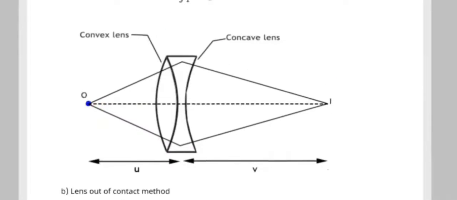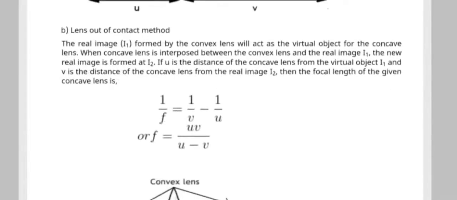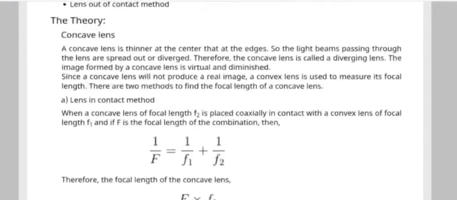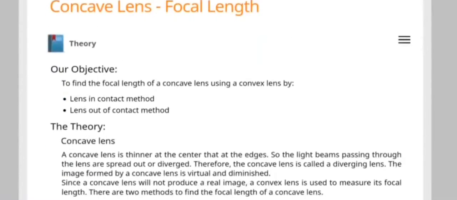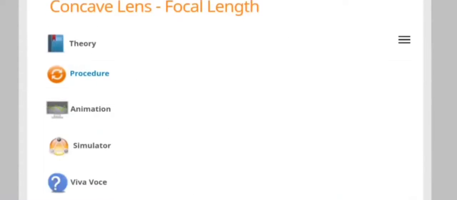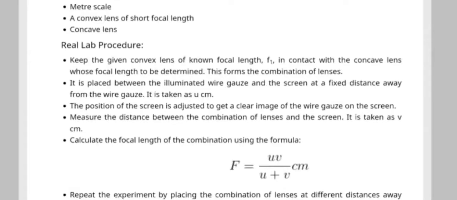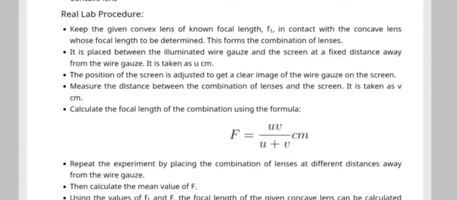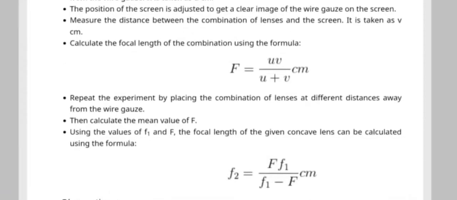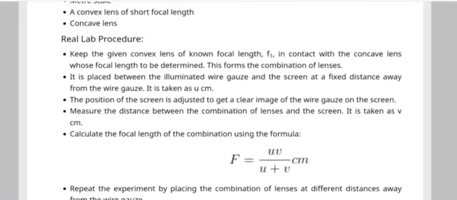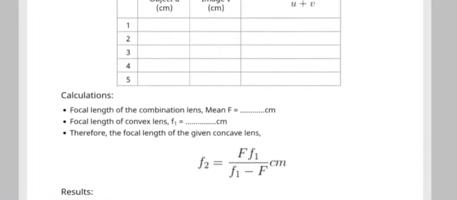So after this, let's go for the lens out of contact, as we are not going to use this one. Let's go to our next section, that is, what kind of observations we need here. For that, students, you have to go to the procedure section. In the procedure section, first the real lab procedure is given for our experiment. You will see this when you come to the real lab. Along with the real lab, the online lab procedure is also always given.